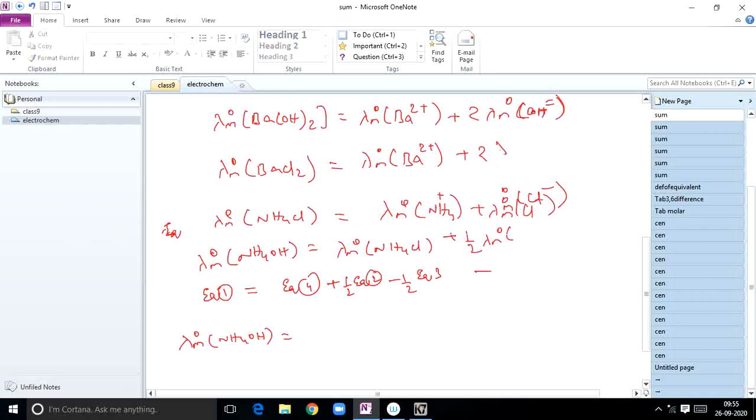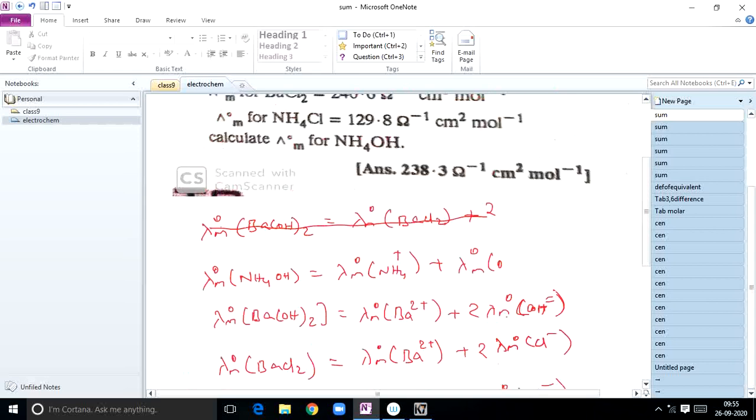Going to lambda m naught of Cl minus. Okay, so what is the relation, students? Bring out lambda m naught of ammonium hydroxide is equal to, what you have to do? Lambda m naught of ammonium chloride plus half into lambda m naught of, so what are the equations you have to write?